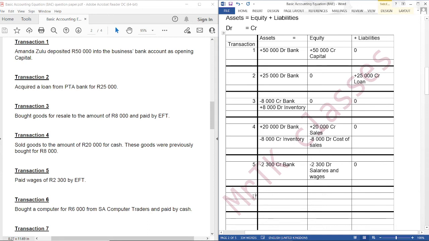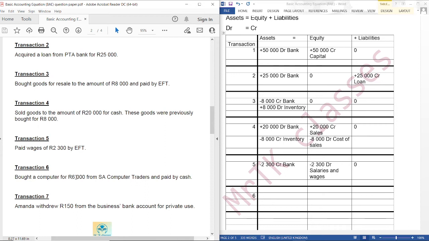Then we move on to number 6, right? Number 6, bought a computer for 6,000 from SA Computer Traders and paid by cash. So this computer was paid for by cash, minus 6,000, right? Credit bank. All right, so we have credited bank, and this is computer equipment.